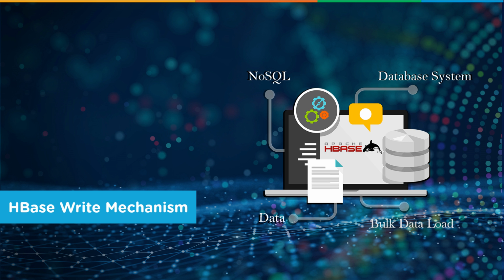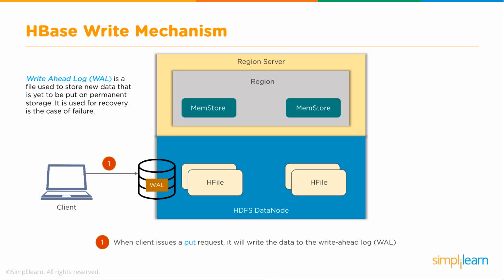And when we look a little closer at the write mechanism in HBase, we have the write ahead log, or WAL as you abbreviate it. Kind of a way to remember WAL is write ahead log. It's a file used to store new data that is yet to be put on permanent storage. It is used for recovery in the case of failure. So you can see here where the client comes in and it literally puts the new data coming in into this kind of temporary storage, or the WAL on there.